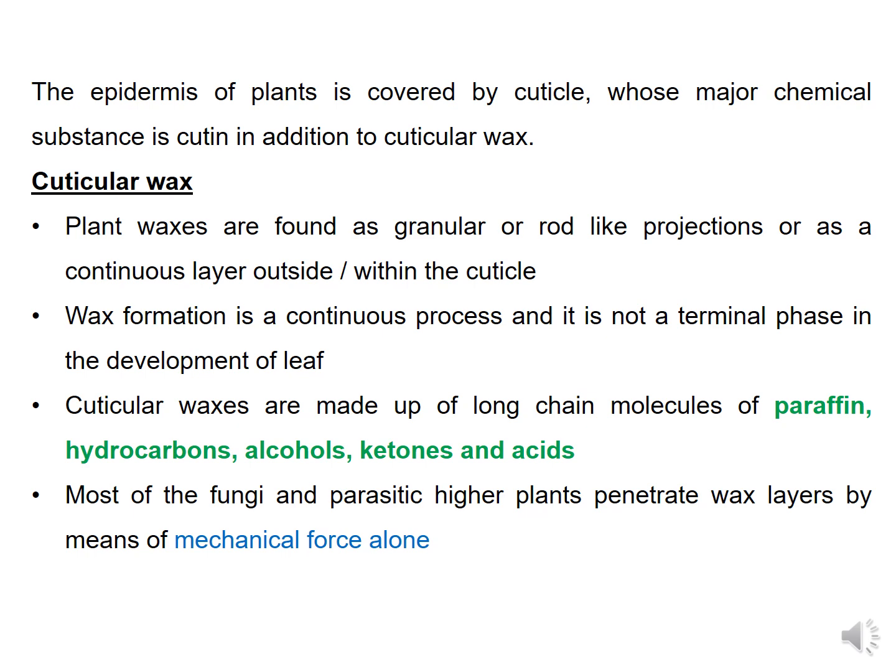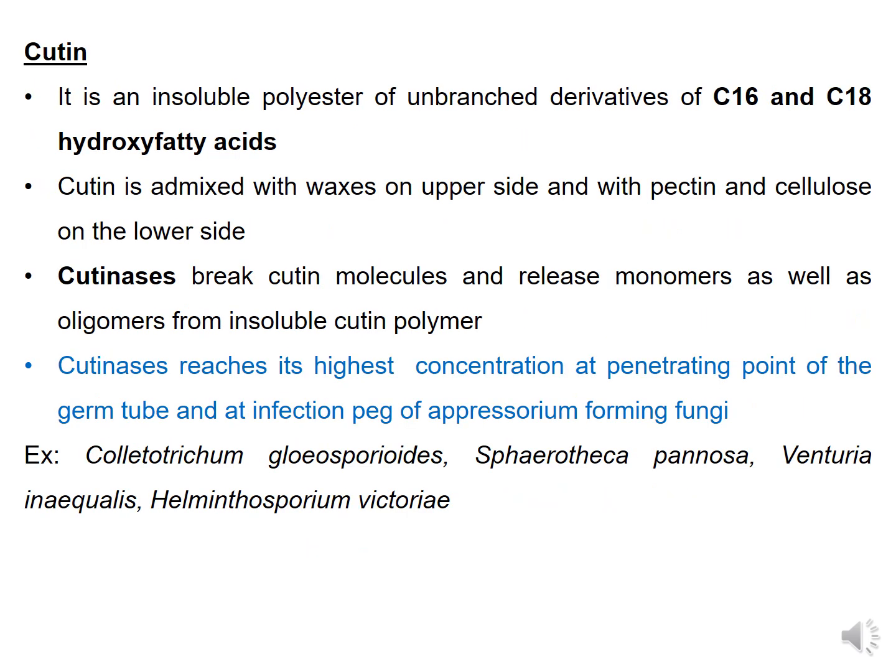So cuticular wax is made up of paraffin, hydrocarbons, alcohols, ketones and acids. Most of the fungi and parasitic higher plants penetrate these wax layers by mechanical force only. During the development of the germ tube through appressoria formation, which I think I already explained in some previous sessions, they apply mechanical force to break down this cuticular wax. So there is no need for the production of any enzymes. Only by applying mechanical force does the pathogen make its entry through this cuticular wax.